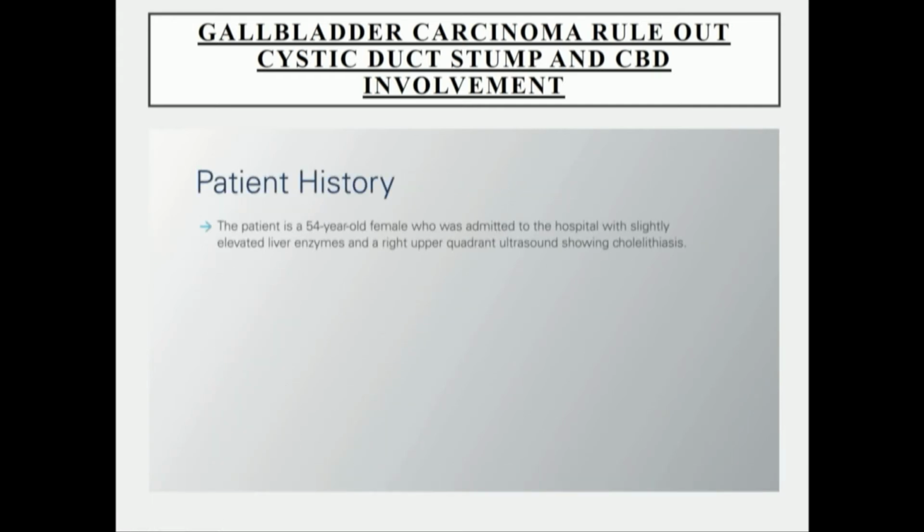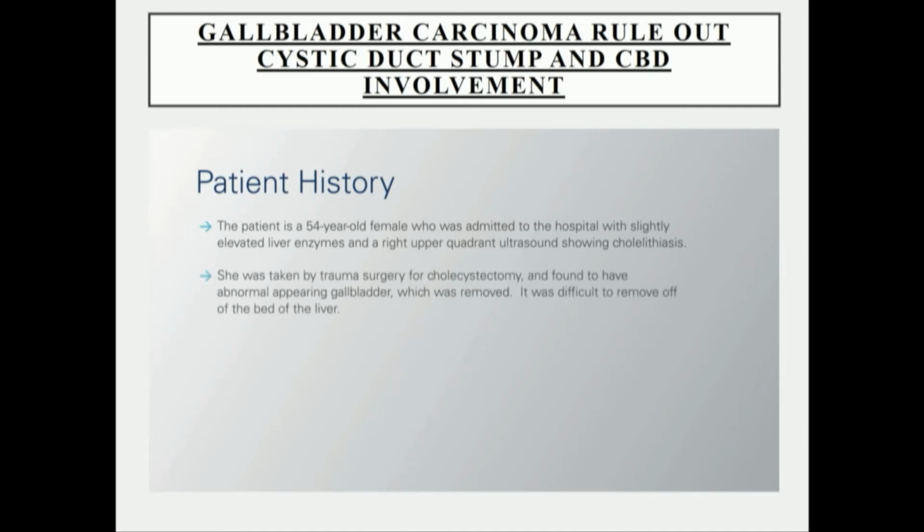So the next patient is a 54-year-old female who was admitted to the hospital with slightly elevated liver enzymes, right upper quadrant ultrasound showing cholelithiasis. She was taken by our ACS service for cholecystectomy, found to have an abnormal appearing gallbladder, which was removed, though it was difficult to remove all of the gallbladder. And it was not a normal gallbladder at surgery.